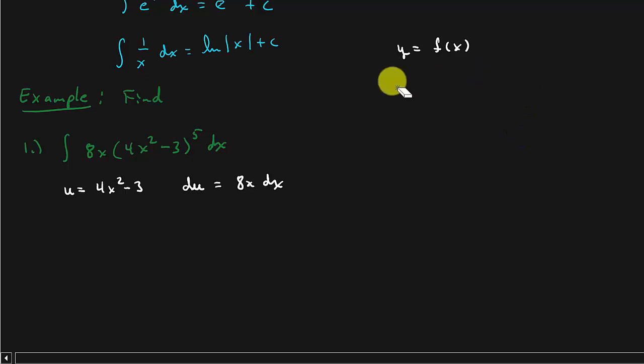All right. Now, notice that we have an 8x dx. That's equal to du. Well, look at this, 8x dx. And then we've got the 4x squared minus 3. The 4x squared minus 3, that's what we let u equal. So if you look at this, you see the 8x dx. We can replace all of that with du. And then the 4x squared minus 3, we can replace that with u.